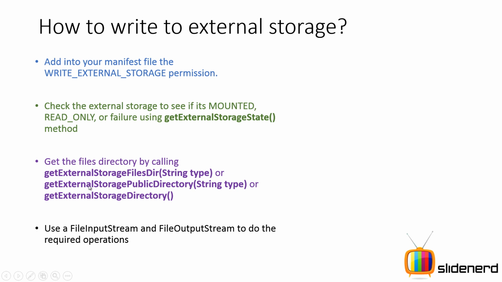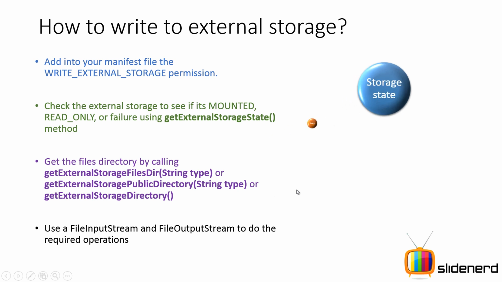getExternalStorageFilesDir, getExternalStoragePublicDirectory, which is the new way and the recommended way of storing public files on external storage, and getExternalStorageFilesDir, which is the private one. If you guys are seeing the third one for the first time, it is the older way of accessing the external storage prior to API version 7. Now use the file input stream and file output stream to perform the required read and write, just like the way we used to do earlier.